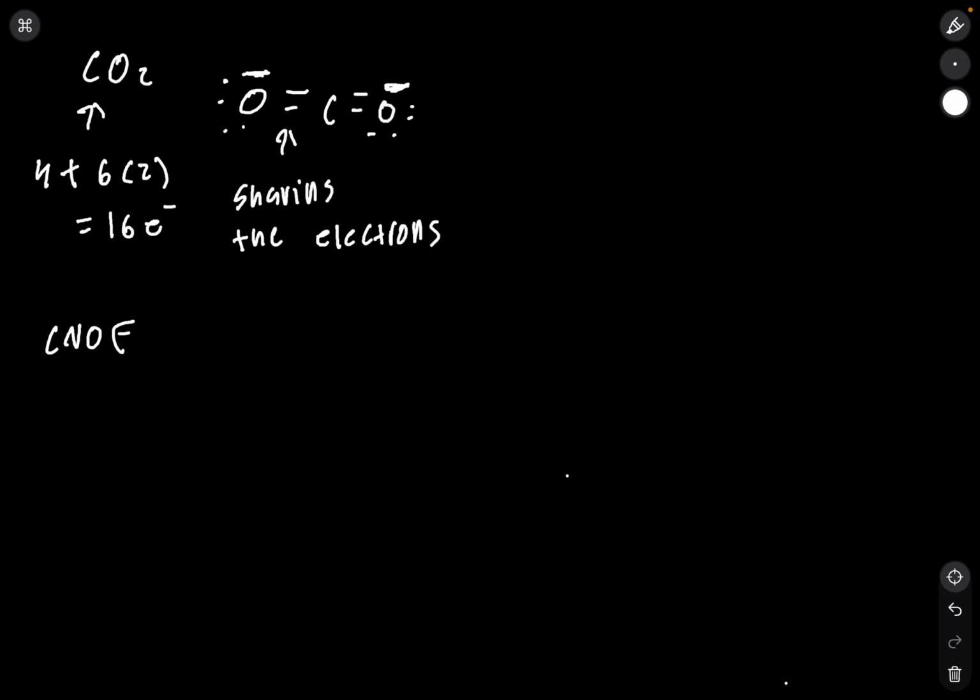So essentially, now each element has its octet rule filled. Since each oxygen is sharing 4 electrons from the double bond, and carbon has 2 double bonds, it has 8 electrons itself, and then oxygen also has the 2 lone pairs, which is 4 electrons, and then 4 plus 4 is 8. So essentially, it does fill out the octet rule, and that's how you represent CO2 as a Lewis structure.